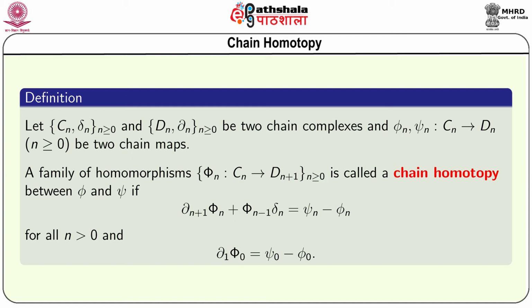that is, del_{n+1} phi_n plus phi_{n-1} delta_n is equal to psi_n minus phi_n for all n greater than 0, and del_1 phi_0 is equal to psi_0 minus phi_0. The lemma that we have proved here says that any two homotopic maps induce a chain homotopy between chain complexes.